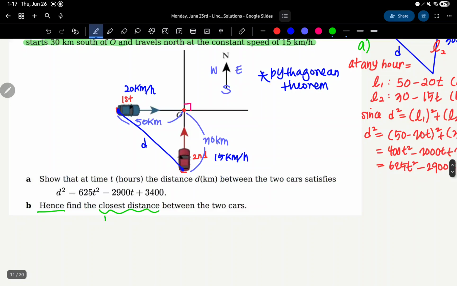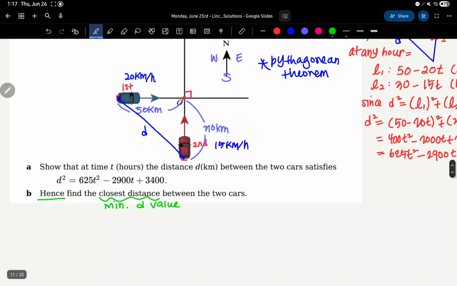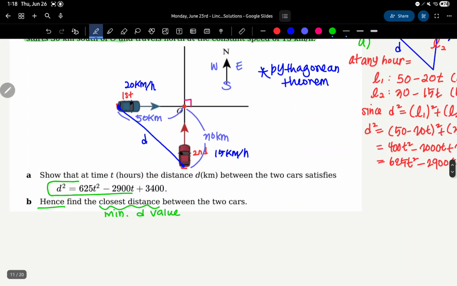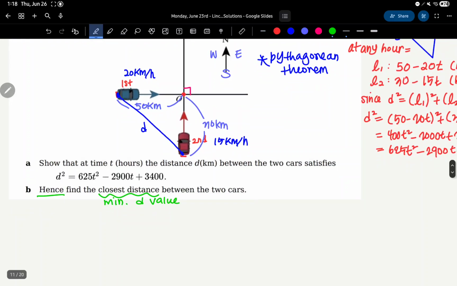Closest distance. That means minimum D value. Because what? D is the distance between two cars. So, how do we get the distance that is minimum value? The only thing we know is the equation of d squared. How do we get d value? Well, just think about it.